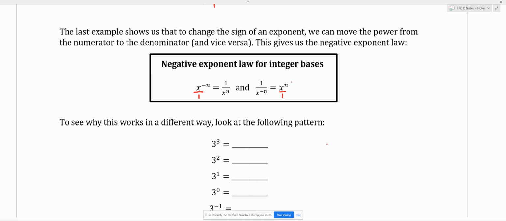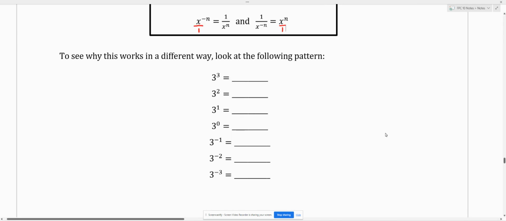So let's take a look at a pattern here to understand what's actually going on. It makes us see things a little bit differently. 3 to the 3 is 27. 3 to the 2, 3 times 3 is 9. 3 to the 1 is 3. 3 to the 0 is 1 using our zero exponent law.